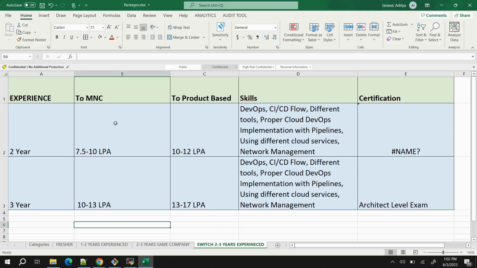So these are the things that you should focus on, and this is the data that I have collected. I collected it through the internet, whatever data is available, then from my experience, then from my friends' experience who are working in the same profile as DevOps engineers.